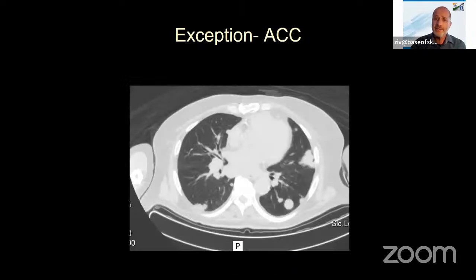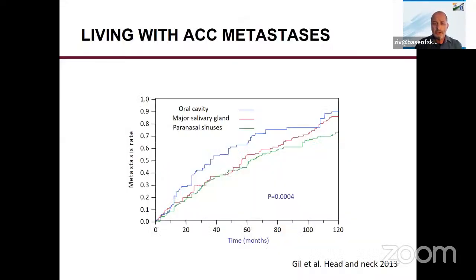An exception for this is adenoid cystic carcinoma, because we showed several years ago that patients with adenoid cystic carcinoma can live with distant metastases. You can see here the metastasis rates for oral cavity, major salivary gland, paranasal sinuses, adenoid cystic carcinoma, and these patients can live for years and years with metastasis in the lung, which can be treated with radiosurgery if needed. So we would certainly prefer local control for adenoid cystic carcinoma, even when the patient has distant metastasis.